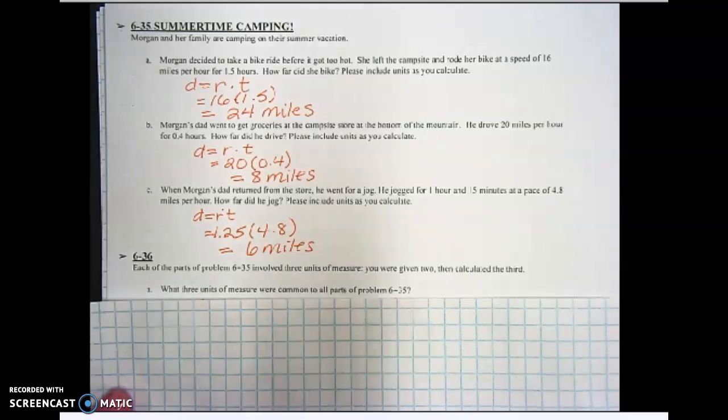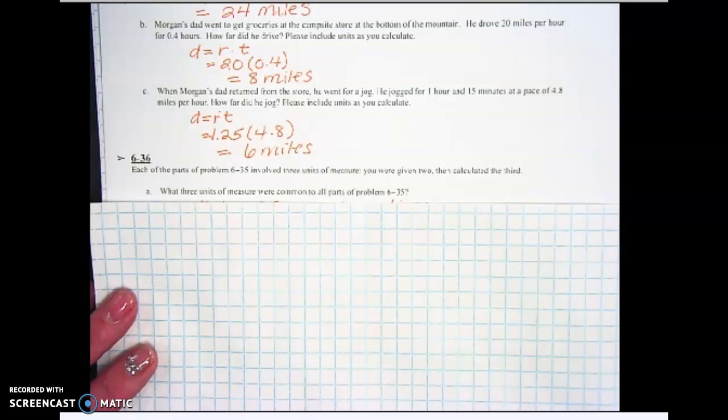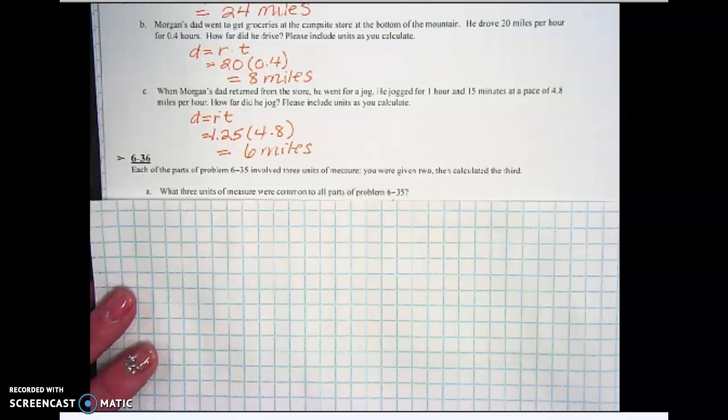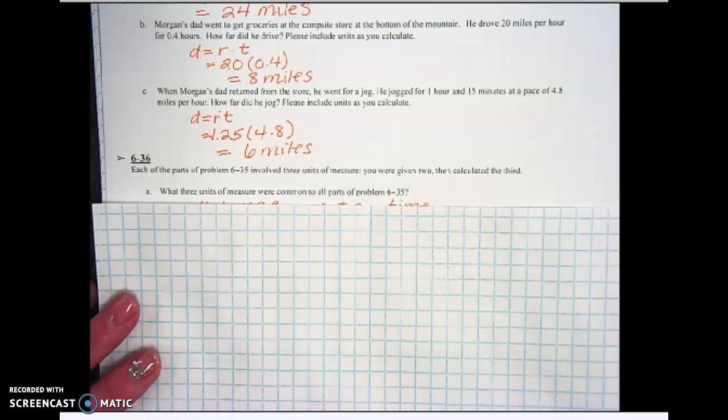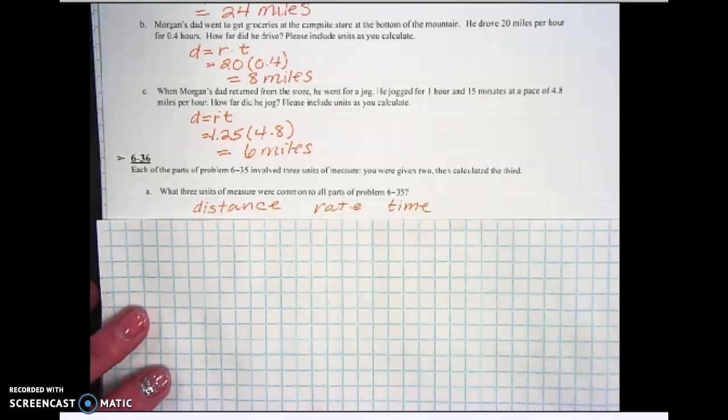Question number 36 says, each part of problem 35 involved 3 units of measure. You were given 2, then calculated the third. Part A, what 3 units of measure were common to all 3 parts of problem 35? Yes, distance, rate, time. We talked about distance, we talked about rate, we talked about time.